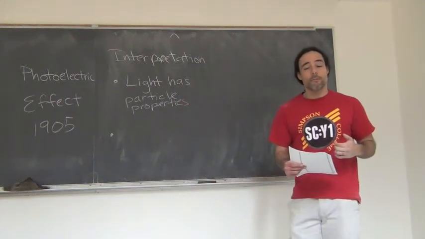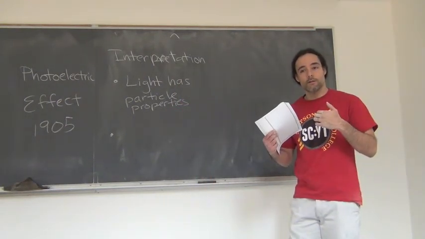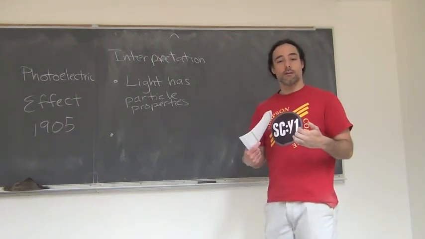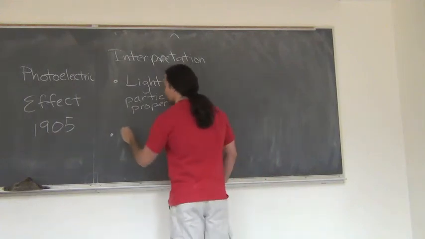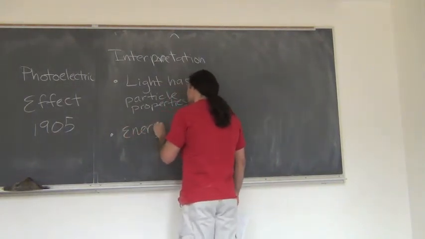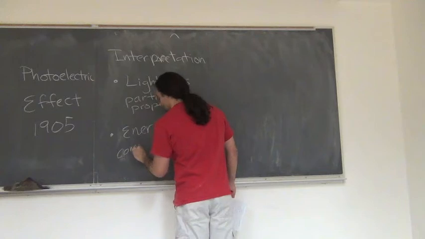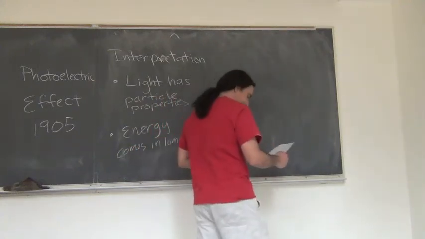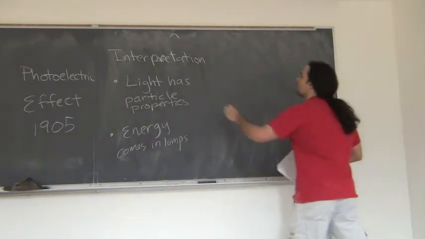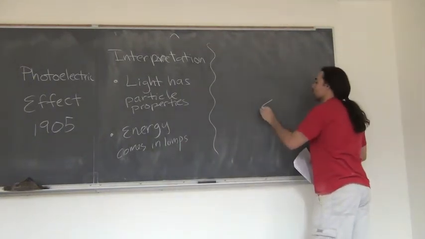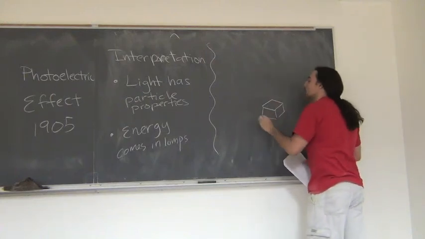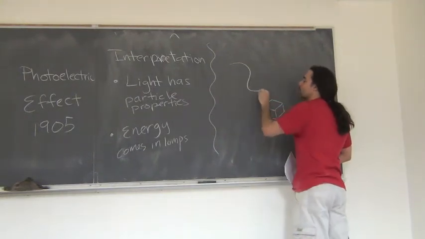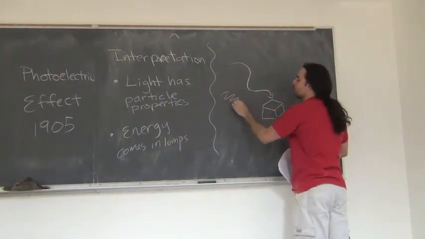And part of having particle properties is that when you use light to pass off energy, that energy comes in lumps. Here's what I mean by the energy comes in lumps. You've got to remember, we're shining light on it, and we're going to shine light of two different wavelengths, two different frequencies. A long wavelength and a short wavelength.